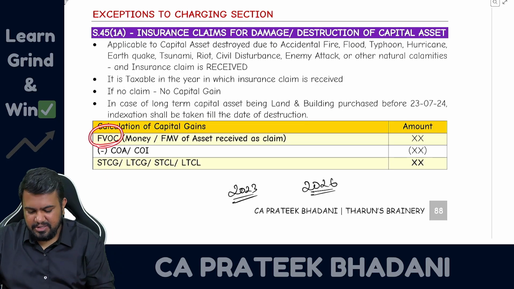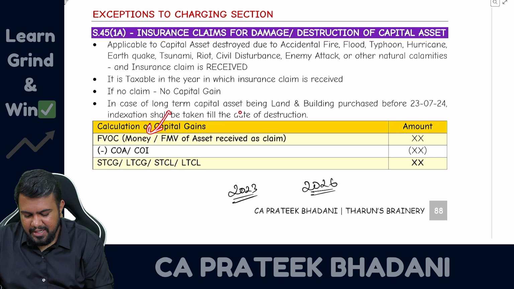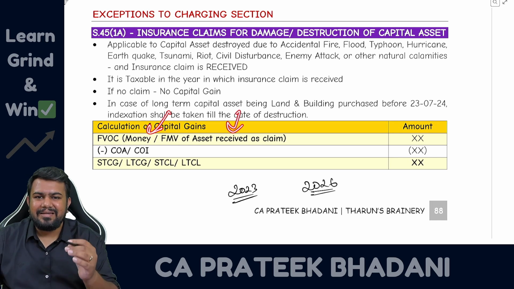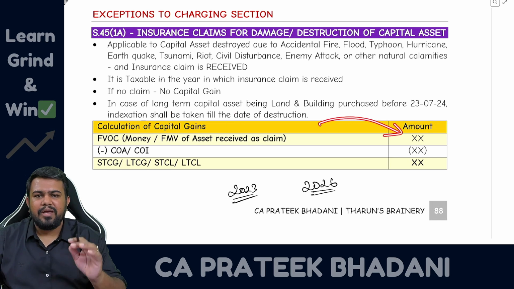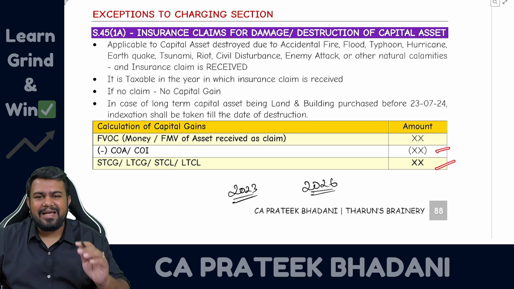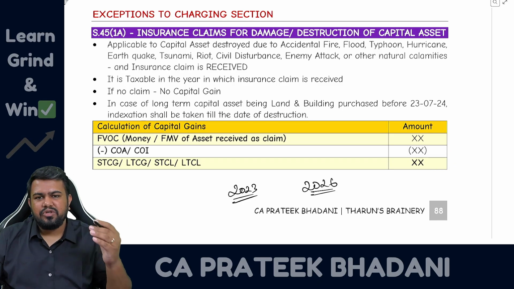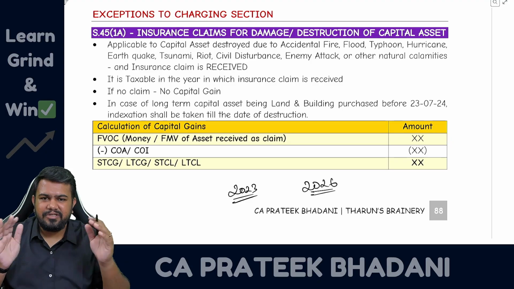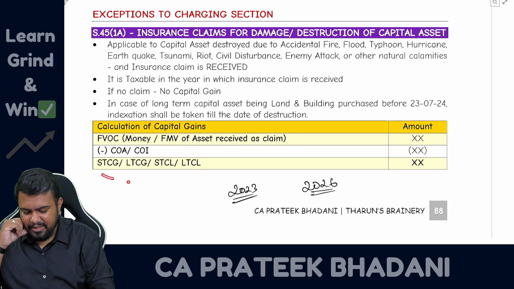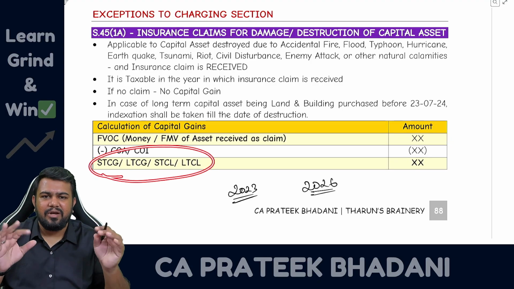value of consideration, you have to write whatever is the money or the fair market value of the asset received as insurance claim. In the full value of consideration, the balance calculation will be as usual. You have to reduce the transfer expense, then reduce the cost of acquisition or cost of improvement. You will get the short term or long term capital gain or capital loss.